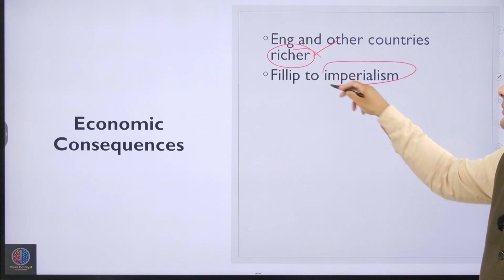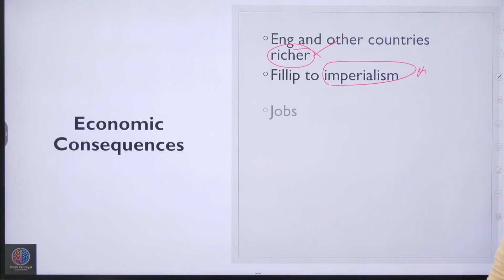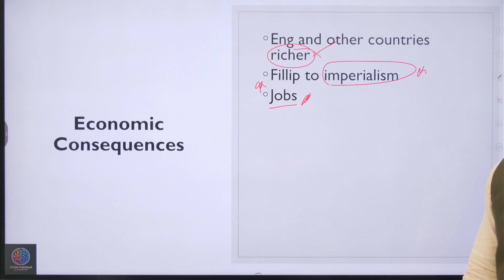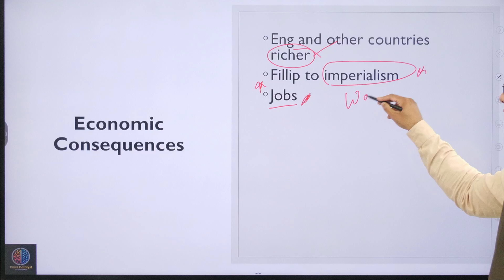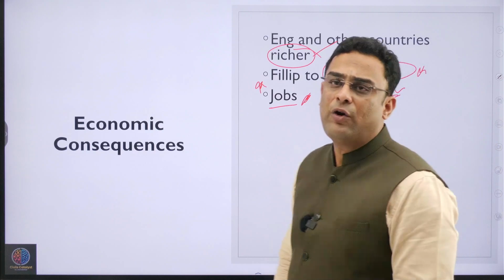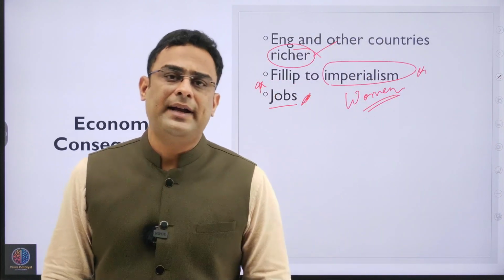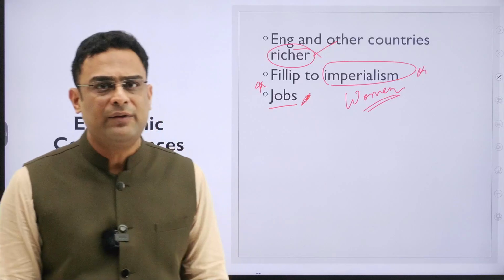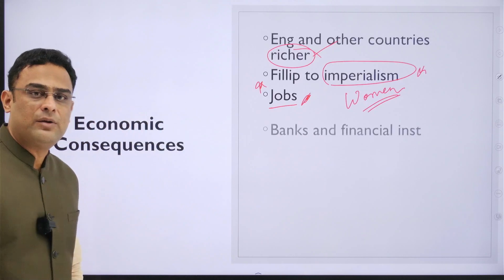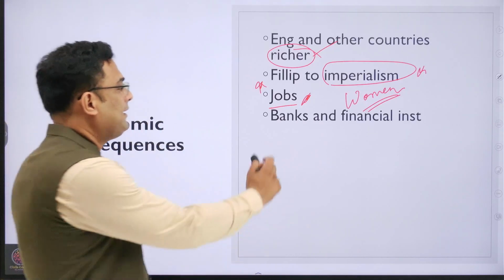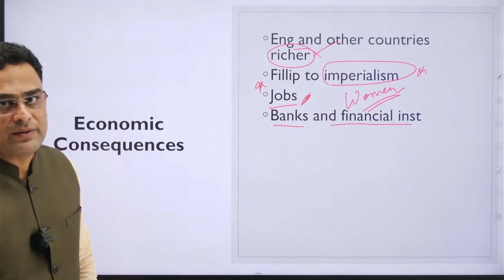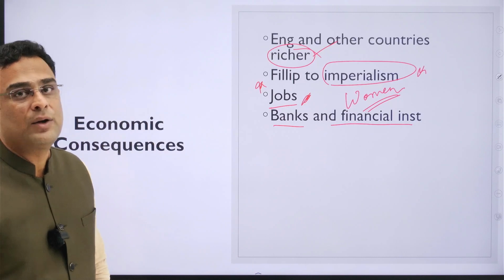It gave a boost to imperialism. We have seen and understood this, why and how. Positively, it also created jobs. Factories required people to work. Also, it created jobs for women. Women earlier did not have the opportunity to go outside of their home. The industrial revolution, yes, initially very exploitative jobs, but over the centuries, it led to more empowerment of women also. It created banks and other financial institutions. I told you in the last lecture, 600 banks were there in Britain around 1857.